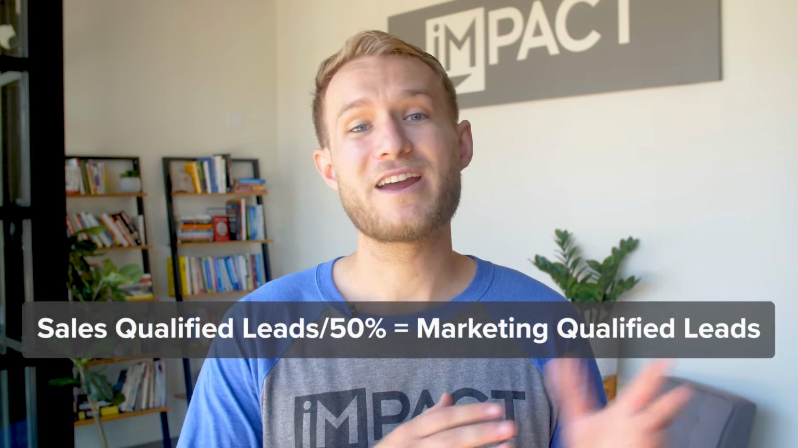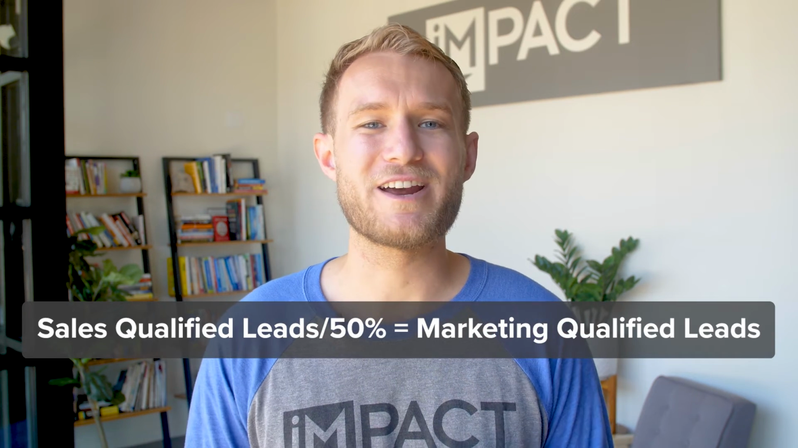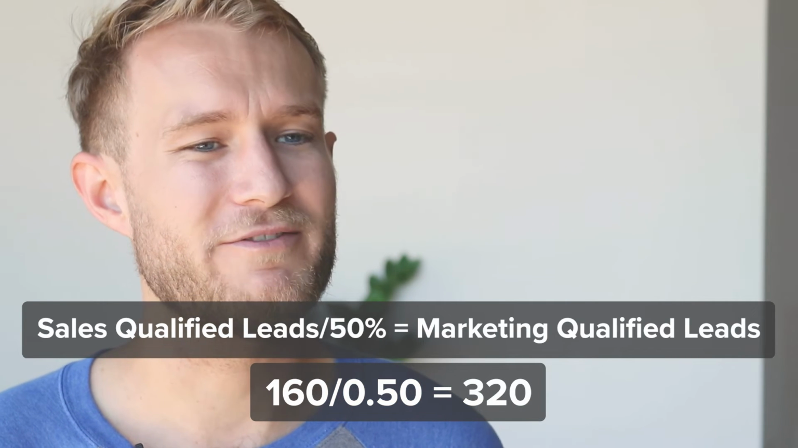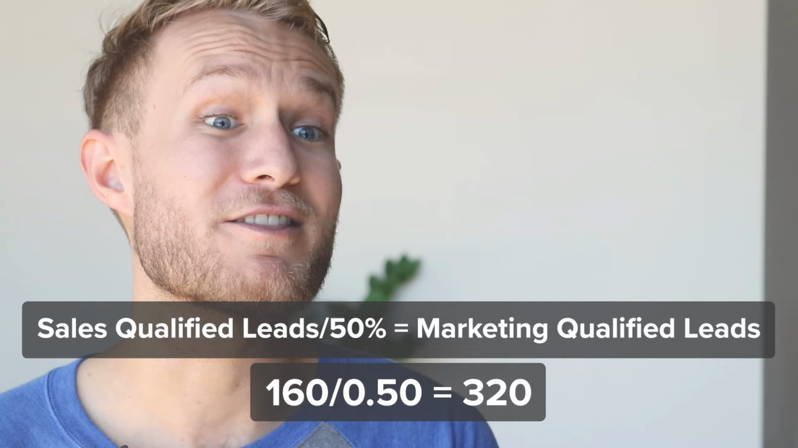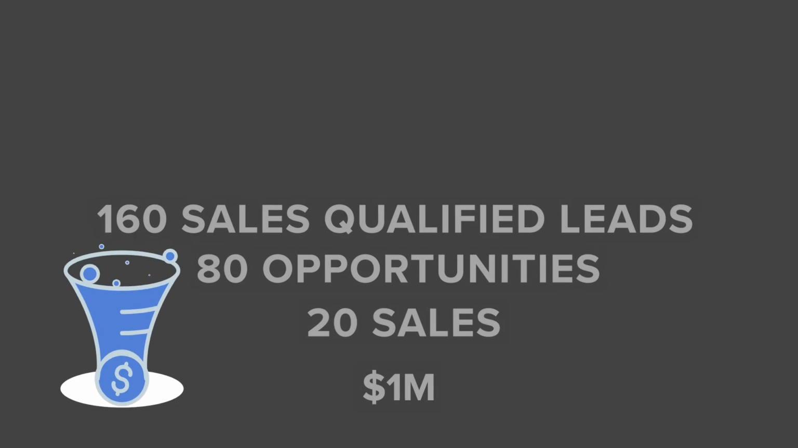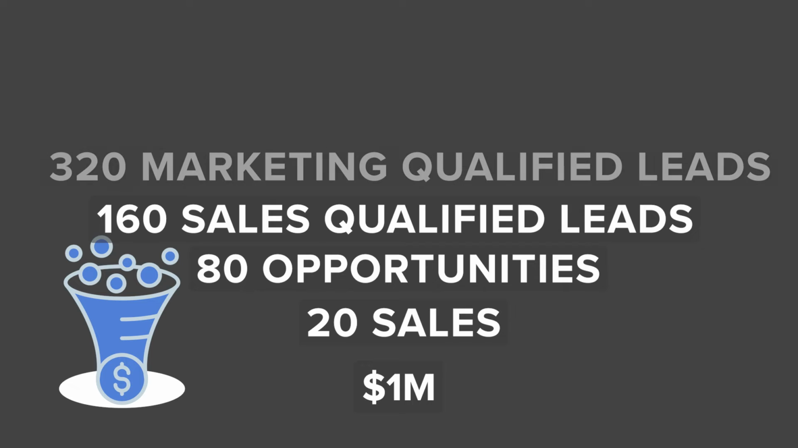And once again, if you don't have data to know your numbers at this step, that's okay. 50% is another great estimate. So if you need 160 sales qualified leads, you're going to double that to 320 marketing qualified leads. Our 160 sales qualified leads will come from marketing qualified leads. How many do we need? We did the math and came up with 320 marketing qualified leads.